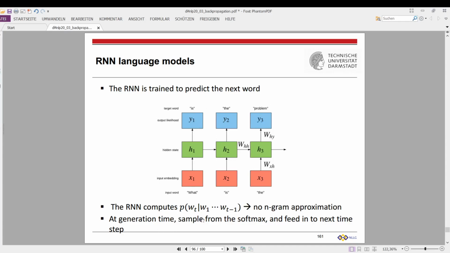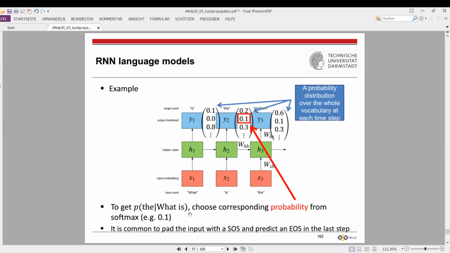And at generation time, at test time so to speak, once we have trained the model, we sample from the softmax and feed it into the next time step. It looks like this here. Assume we have trained the model and now we run it with an initial word like what. We feed it in, it predicts some activation given by the softmax in the output layer, and we sample from that softmax. Let's say we sample is, because that has the highest probability here, but we could also sample the first word in the vocabulary, just with lower probability.